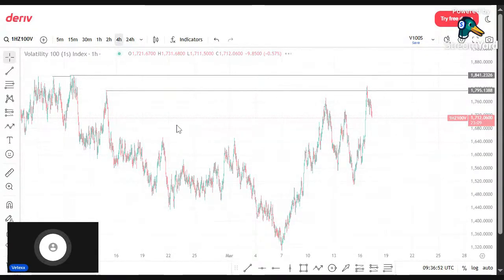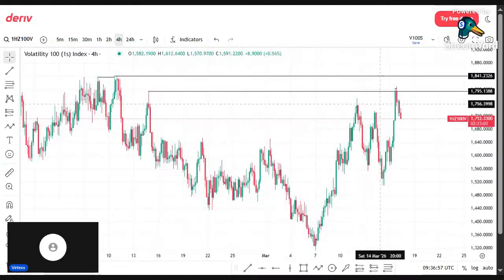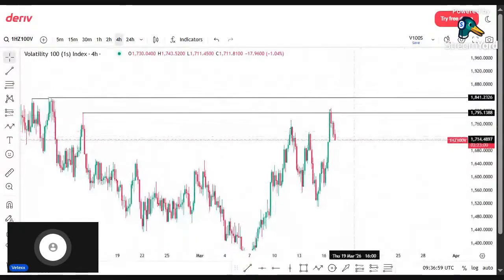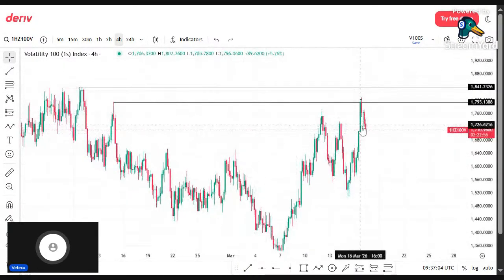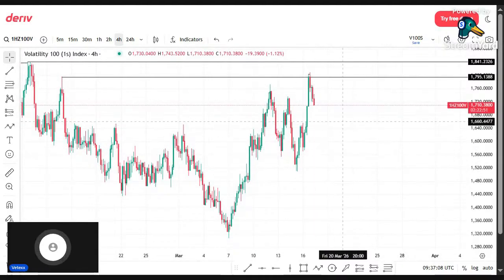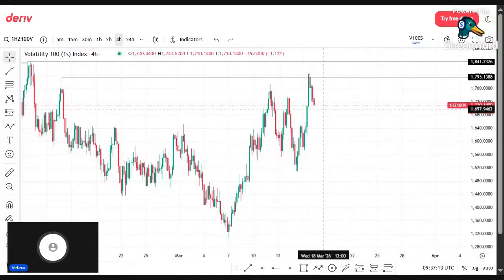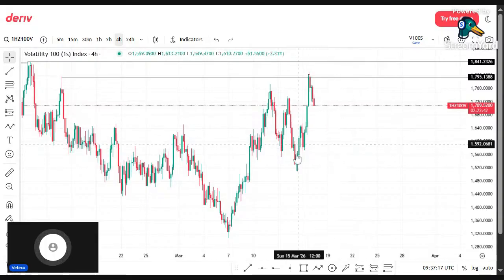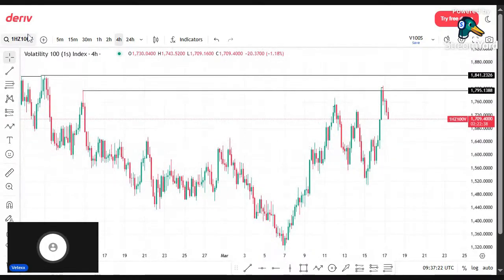Okay, we have a sell structure on the 4-hour time frame on V100 index, and then there's a continuation that was supposed to form here, but price didn't give us exactly what we wanted, but it's dropping to the downside. So if price gives us another higher time frame structure and then gives us the zone, then we can anticipate a valid sell on V100 index. But until price does that, we'll be sitting on our hands and not force a setup. So this is what we have on V100 index.